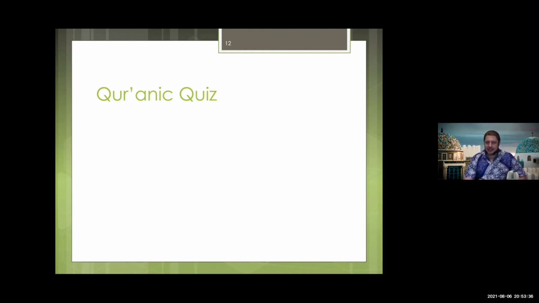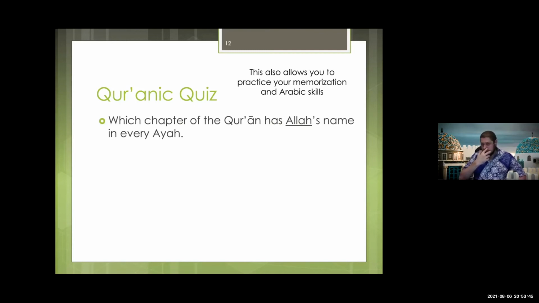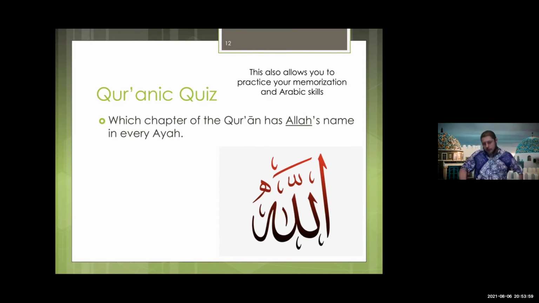Now let's have a look. As usual, this will help us to memorize the Quran and to practice our Arabic skills. Which chapter of the Quran has Allah's name in every ayah? Every single ayah of this chapter, the name Allah is mentioned. Al-Ikhlas? No, no Google.